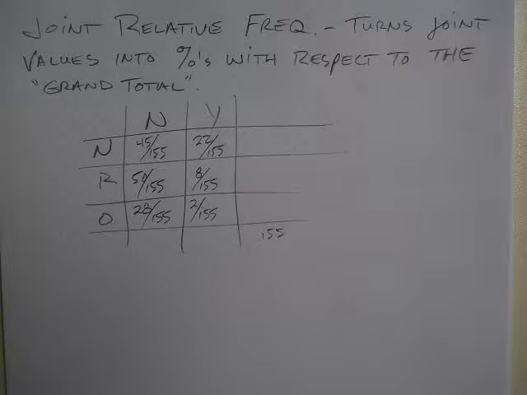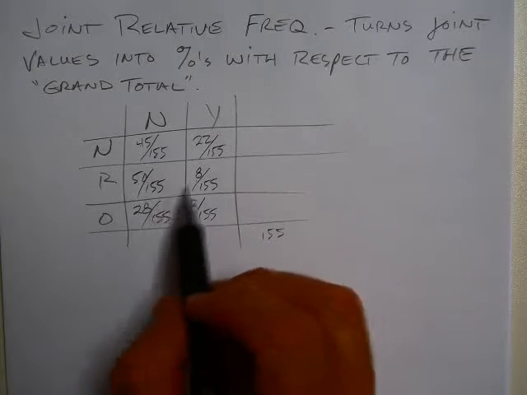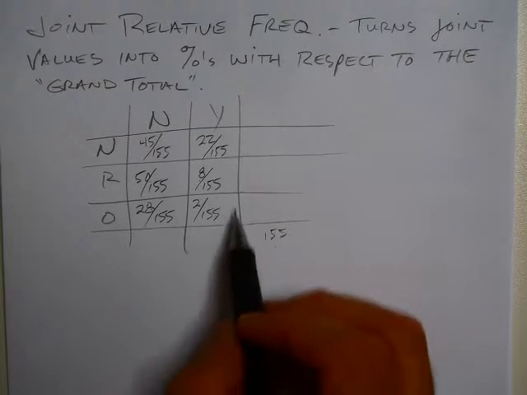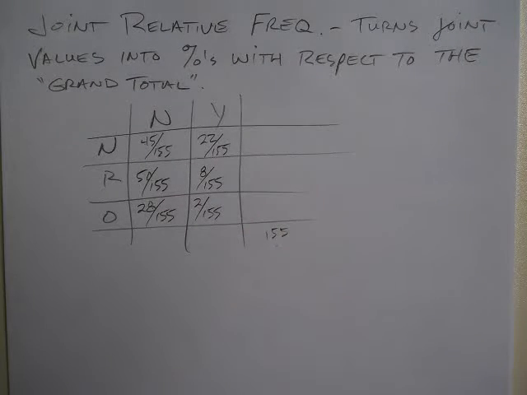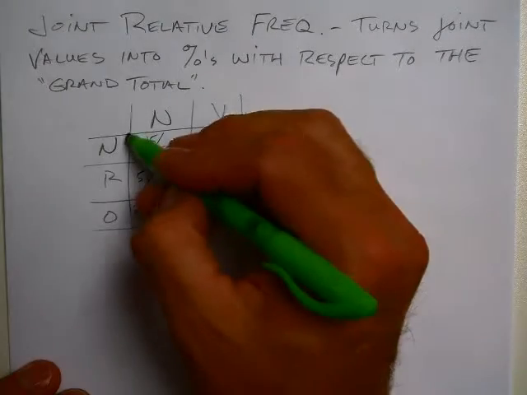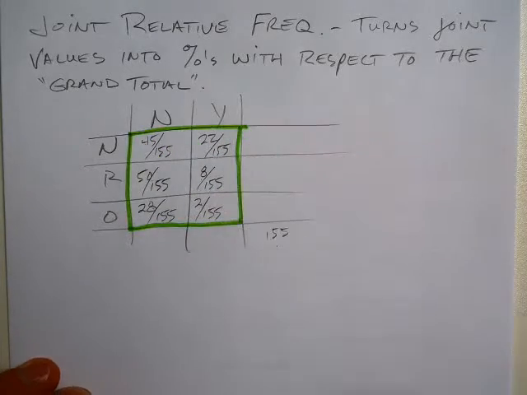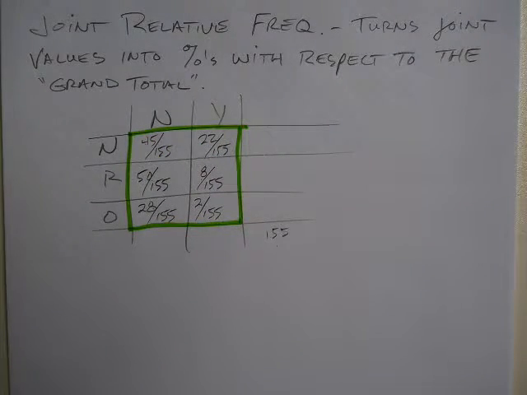Any guesses as to what that would add up to if I added all those percents up? 2? 1. Would be 1. Yeah. Because if you add all of these numbers together, we should get the 155. So the 155 comes from adding all of the joint relative frequencies. So the total percentage in each of those 6 boxes should be 1. All right.